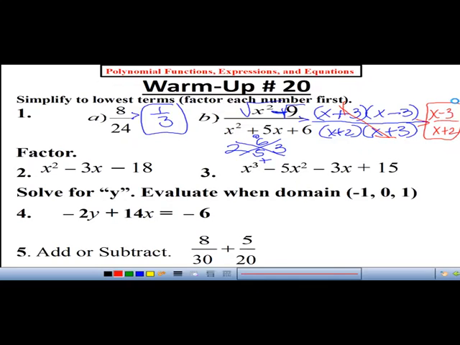Hands up if you got that. Okay, good. Number 2, factor. We need factors of -18 that add up to -3. That is 3 times -6. 3 times -6 is -18, and 3 minus 6 is -3. So my factors are x plus 3, x minus 6. Hands up if you got that.